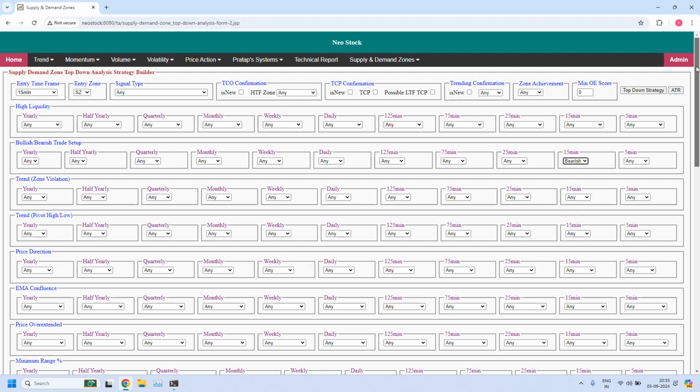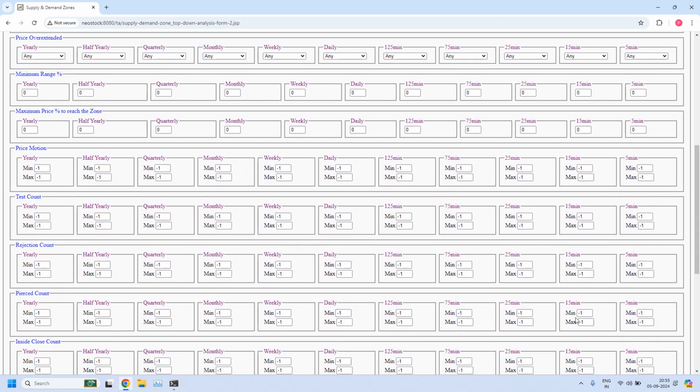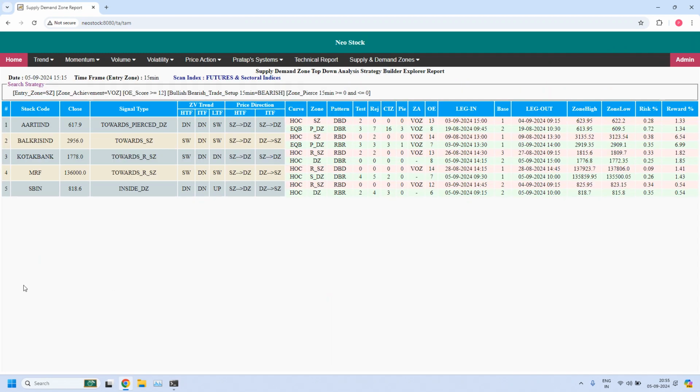The 15 minute supply zone should not be pierced. So in the pierced count at 15 minutes time frame, minimum value 0, maximum value 0 I set. Zone achievement violated opposing zone, minimum order enhancer score is 12. All the three filters are applied to 15 minute supply zone. Now let's verify. 5 stocks are filtered. These 5 stocks are supporting bearish trade setup for daily income trade.